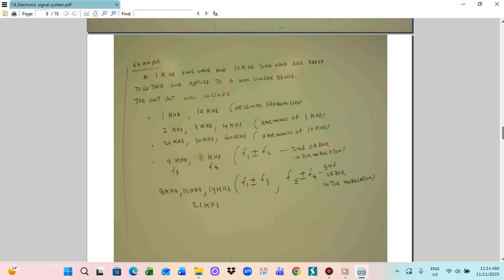And similarly, 10 kilohertz also has harmonics. So 20 kilohertz, 30 kilohertz, 40 kilohertz, they are the harmonics of the 10 kilohertz.